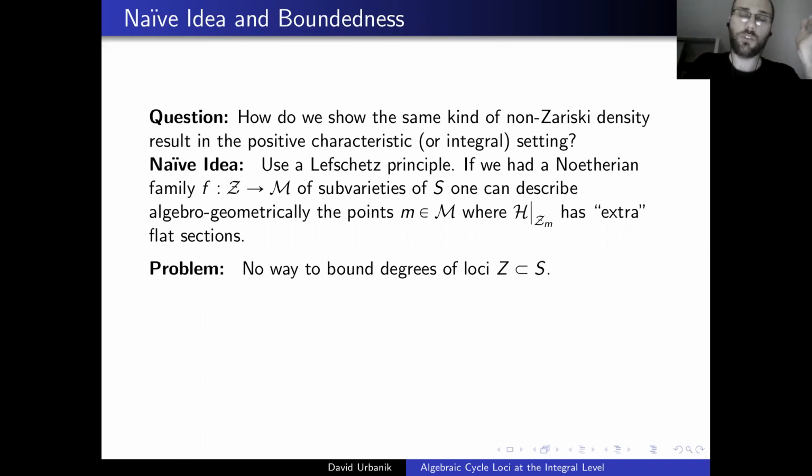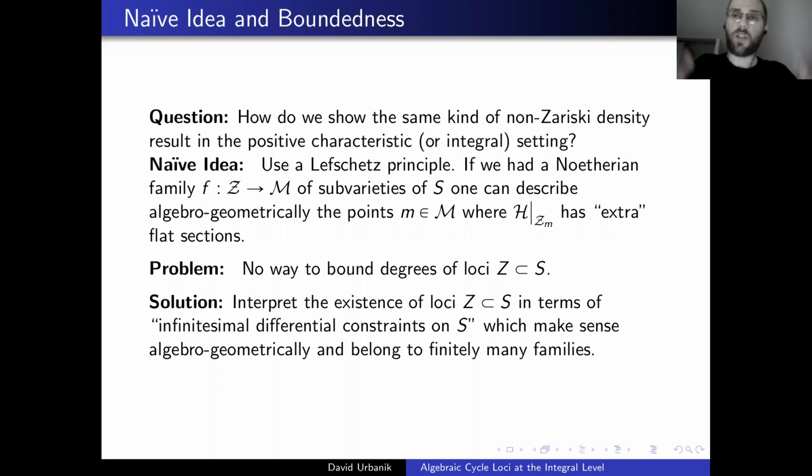And the way I'm going to do that is to try to interpret the existence of these loci in terms of certain infinitesimal differential conditions, and then apply the Lefschetz principle directly to those differential objects, which are going to have some kind of algebraic geometric structure associated to them. That may sound a bit imprecise. I'm going to try to make it more precise, but this is a naive intuition for what I want to do.